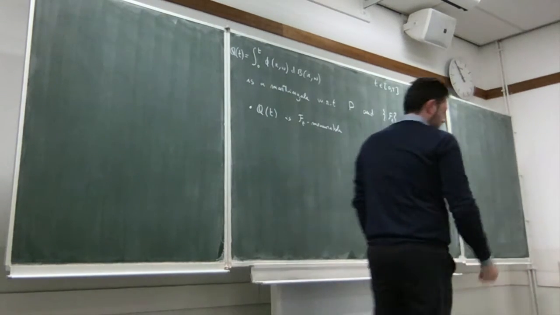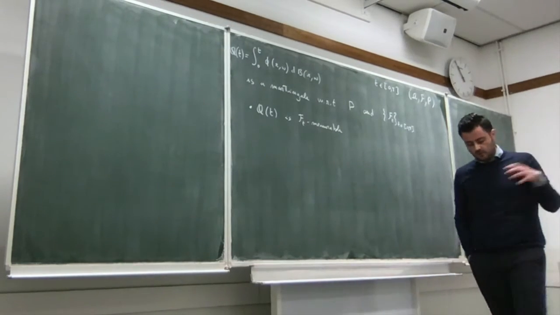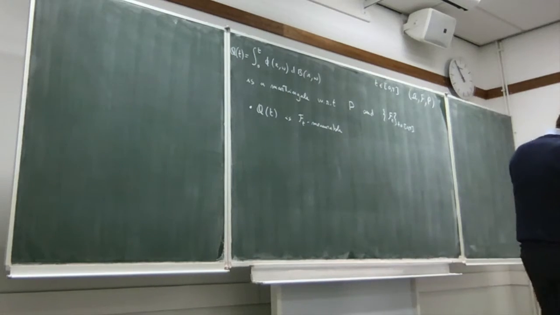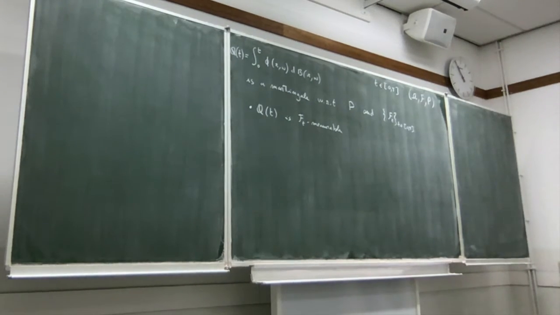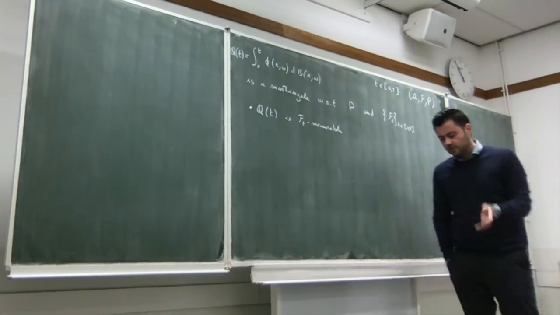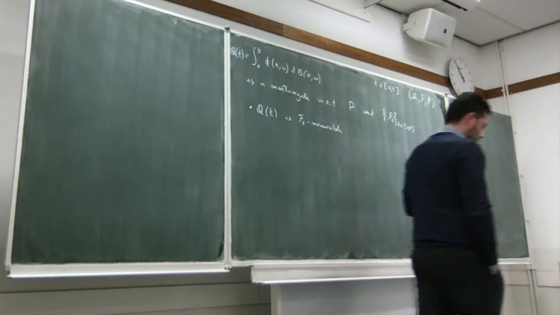We can take that as evident. As you will see in this course, sometimes I like to be a little bit more rigorous. Sometimes it is when we can be a little bit quicker, because otherwise we can stay an entire semester on these kinds of things. So one thing is that Qt is Ft measurable.